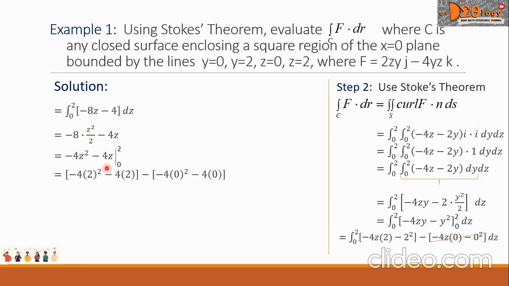We evaluate this function with respect to the number 2. This is now the first group. Minus, we evaluate this function with respect to 0, and we have the second group. Looking at our second group, because of this 0, we can cancel this out. Then we can simplify the first group. It becomes negative 16 minus 8, so the final answer is negative 24.